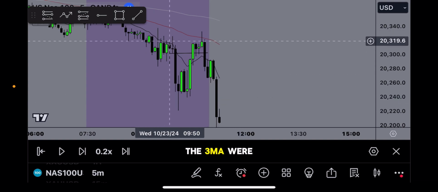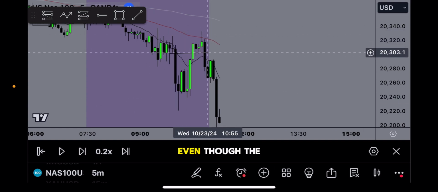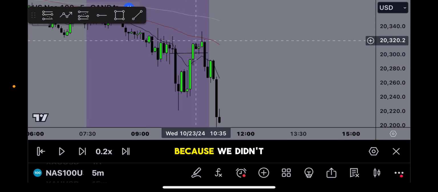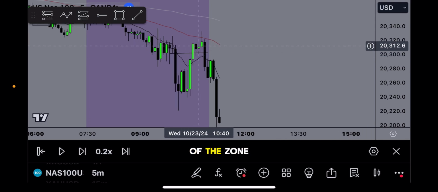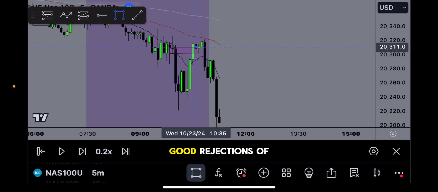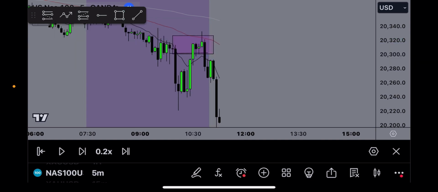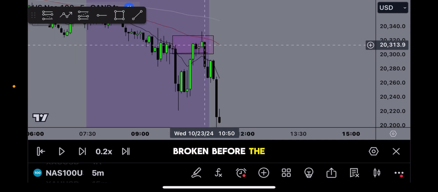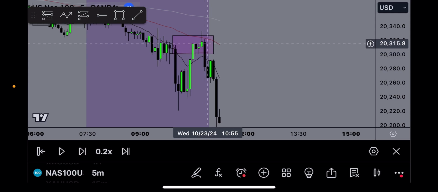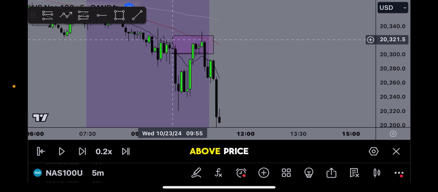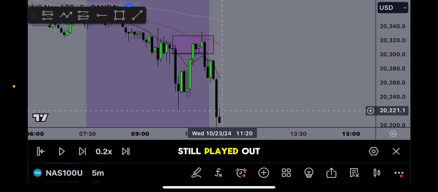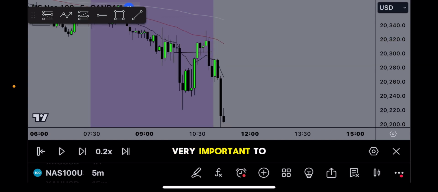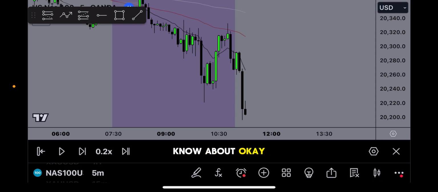And you know, the 3 MAs were above, and guess what? Even though the setup was invalid, the setup wasn't high probability because we didn't get good rejections of the zone, right? We didn't get good rejections of the zone right here. And the zone did get broken before the entry candle happened, right? But the 3 MAs were above, price still played out and went in our direction. So that's why the 3 MAs are very, very important to know about, okay?